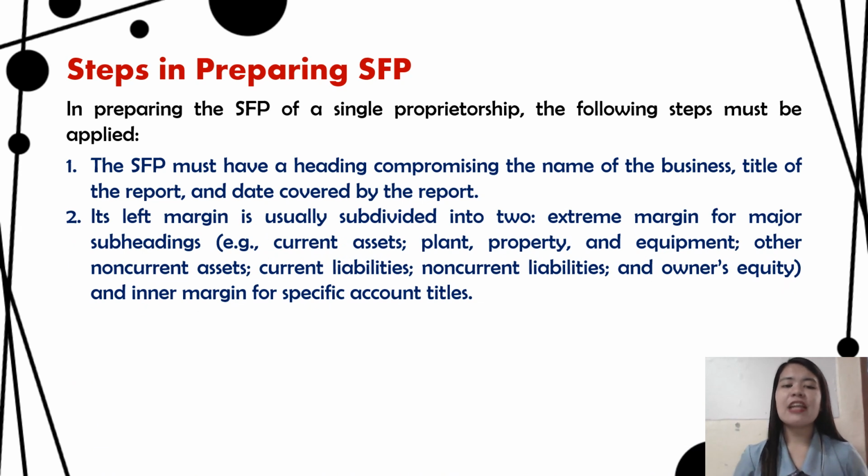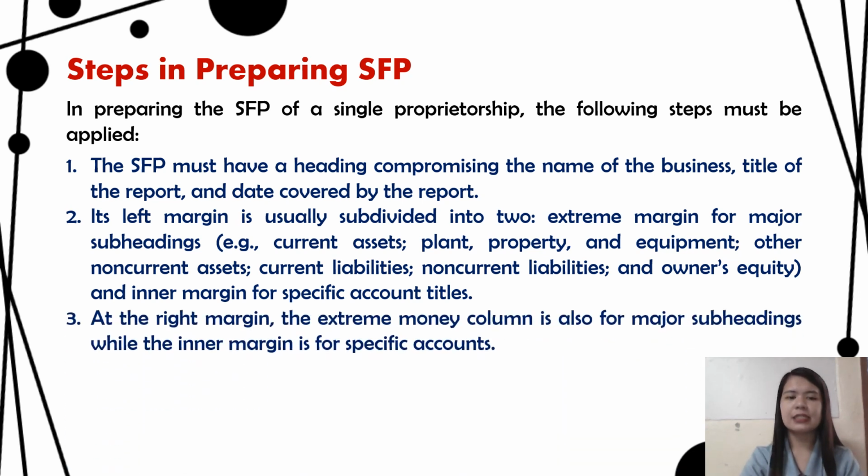Second one, its left margin is usually divided into two. The extreme margin for the subheadings, for example, if it's current assets, plant, property, and equipment, other non-current assets, current liabilities, non-current liabilities, owner's equity. And the inner margin for the specific account titles. So, yung unang part, parang yung left margin, hinati mo sa dalawa, wherein meron kang current asset, non-current asset, current liabilities, non-current liabilities. Tapos, yung sunod naman ay yung specific account titles.